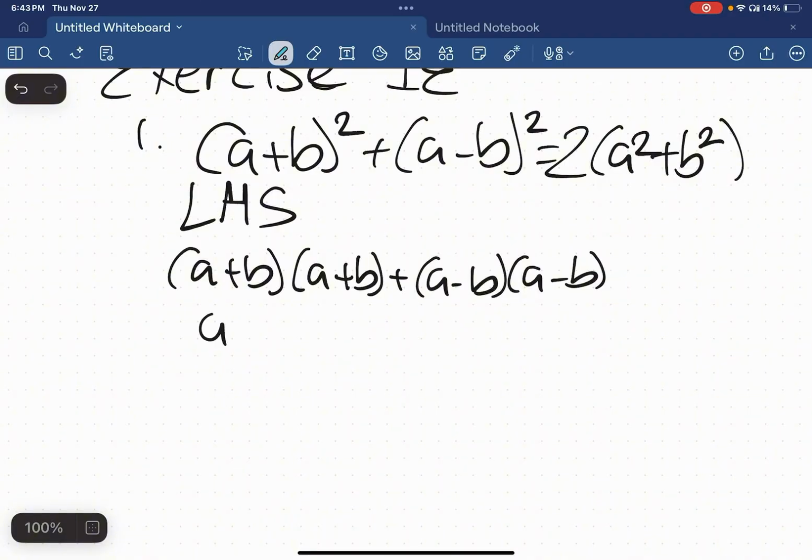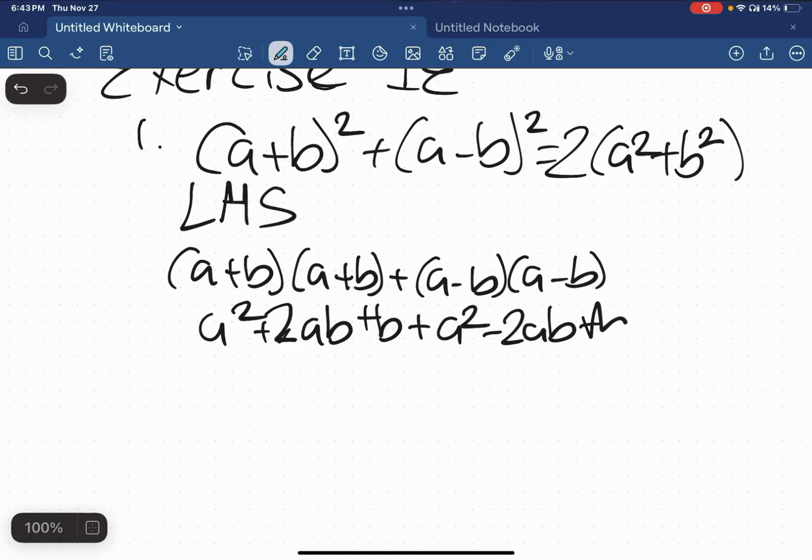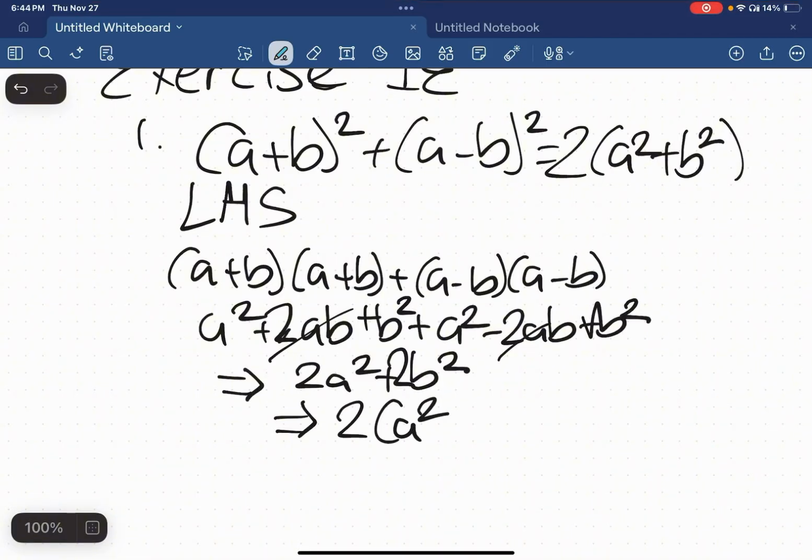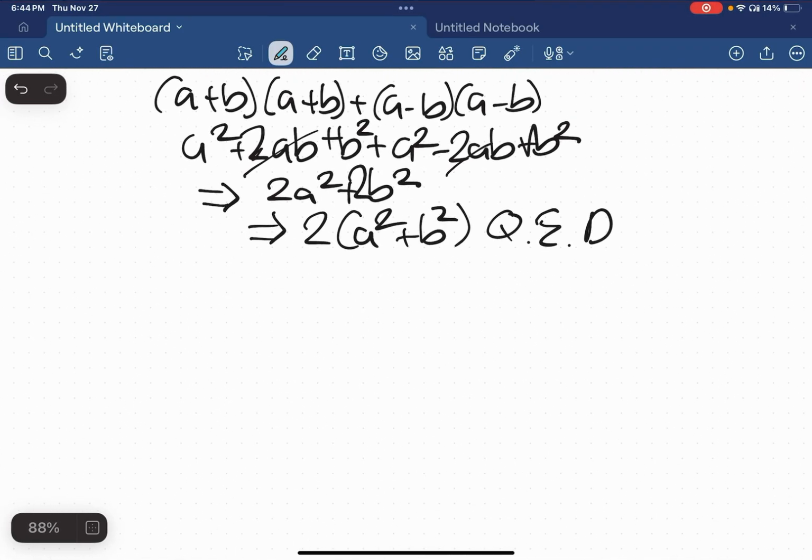Now after factoring everything out, remember our rules. Plus b squared. And then combining like terms, we get 2a squared. These cancel out. Oh, that's a b squared plus b squared, 2b squared. And factoring the 2 out, you get 2 times (a squared plus b squared). And that is it. Make sure you put the QED at the end to show that you're done. Let's go on to number 2.